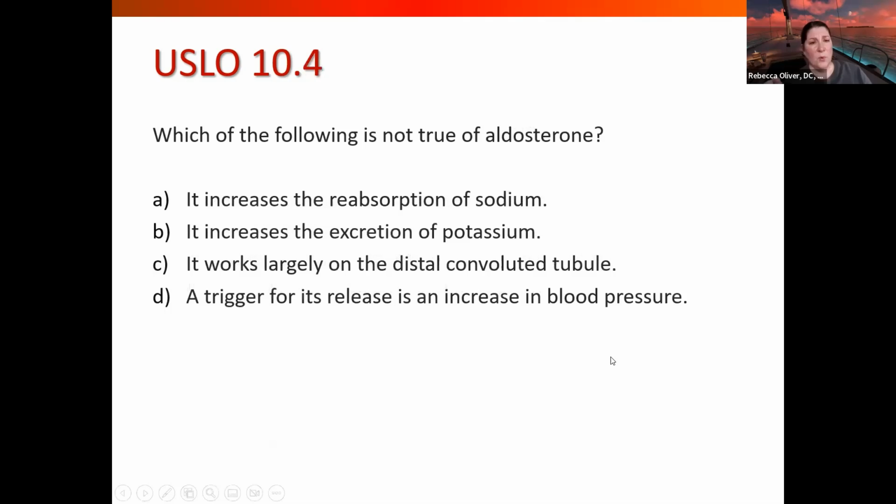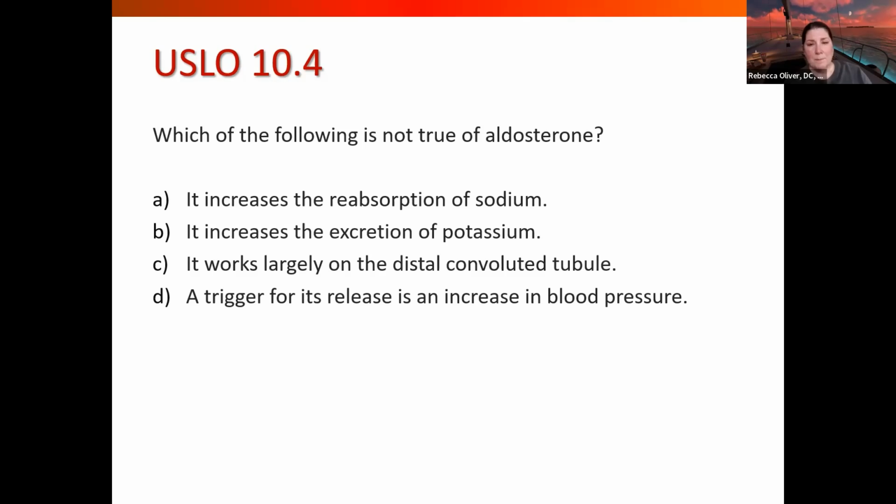All right, 10.4. Which of the following is not true of aldosterone? So all of these but one are true. All are true but one. It increases the reabsorption of sodium. Sounds good. It increases the excretion of potassium. It works largely on the distal convoluted tubule. That's what we were taught. And a trigger for its release is increase in blood pressure.